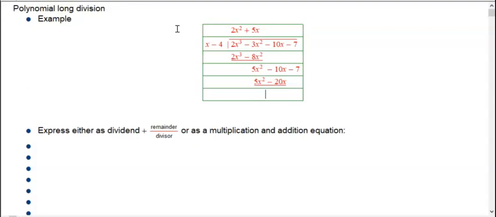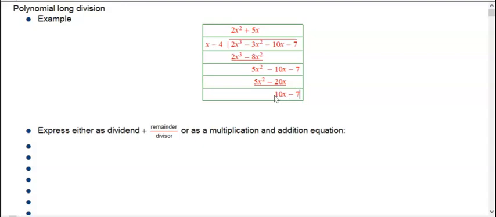The 5x squared will die. They cancel. Minus 10x minus a minus 20x. So that's plus a 20x. So in all, that's going to be a 10x. And the minus 7 is still there. Okay. Almost there, but x still can go into 10x.